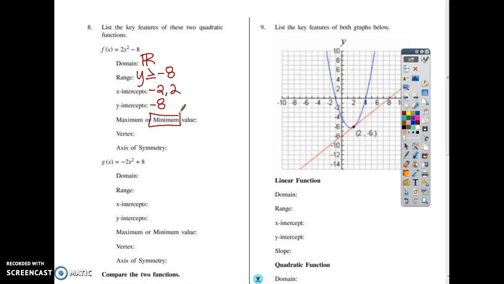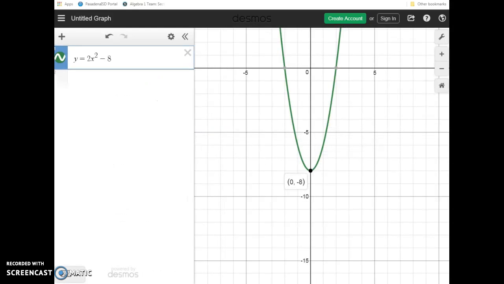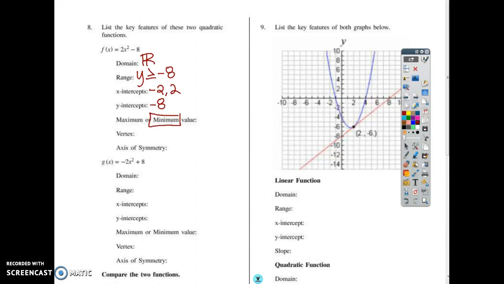What's your vertex? Your vertex is a point. Right. Okay? Your vertex is here. It's the lowest point or the highest point in your parabola, okay? So as a point, you write your vertex as a point. So 0, negative 8. This is a point, right? You don't write it as a decimal, write it as a point. Right. Okay? So your vertex is 0, negative 8.